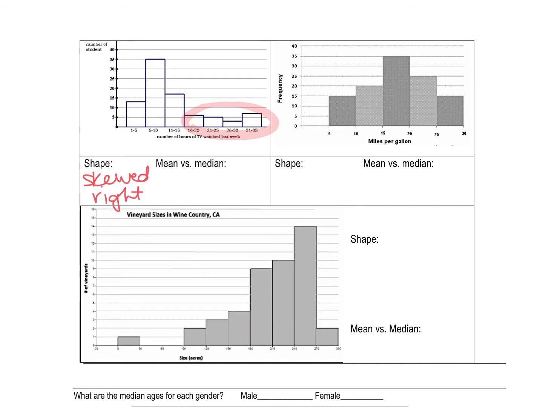And in this situation, which is the best measure of center? It's going to be the median. Whenever it's skewed, it's always the median. Okay, now let's look at this one here on the right.